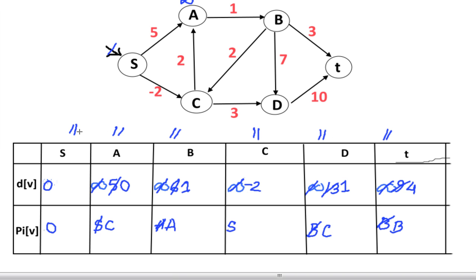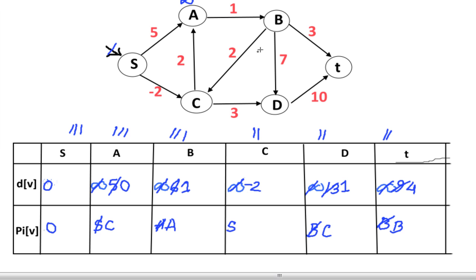So I'm just showing you this one the last time. This is the third iteration. And then from S 0, S to A is 5. We don't need to update it because 0 is lesser. And then S to C is minus 2, the same as before. And then from A, the new distance is 0. So 0 plus 1 is 1, B, we don't need to update it, and then there's no more arrow.